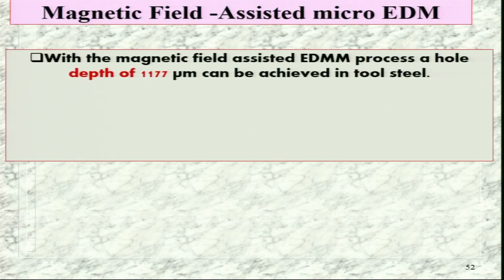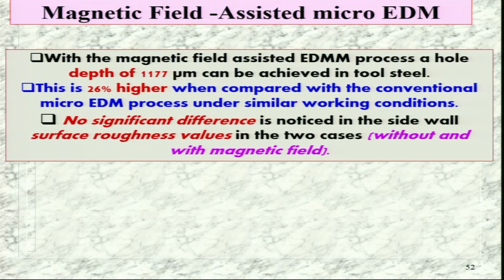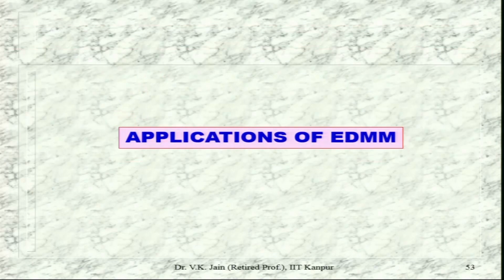Magnetic field assisted micro EDM. With the magnetic field assisted EDMM process, a hole depth of 1177 micrometer can be achieved in tool steel. This is 26% higher when compared with the conventional micro EDM process under similar working conditions. No significant difference is noticed in the sidewall surface roughness values in the two cases, without and with magnetic field. This is very important because here a new idea has been proposed of using magnetic field to assist the EDM and EDMM processes.